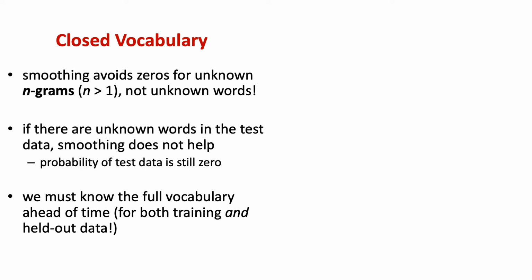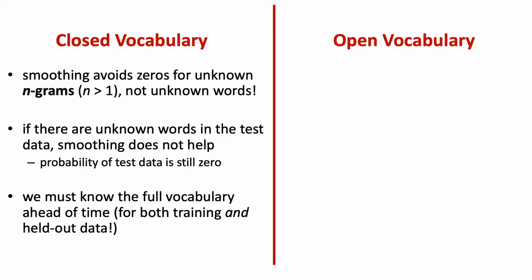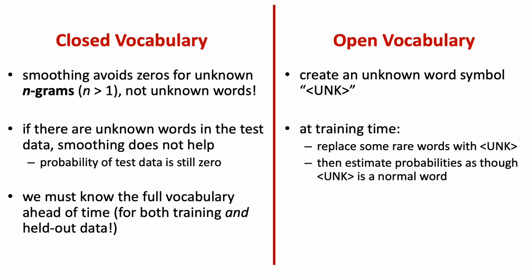But this is not a very realistic assumption, so the alternative is to consider an open vocabulary setting, in which we create an unknown word symbol, unk. We can replace some rare words with unk and treat it like any other word during estimation. Then we replace any new words in the test set with unk, and the probability of the test data will not be 0.